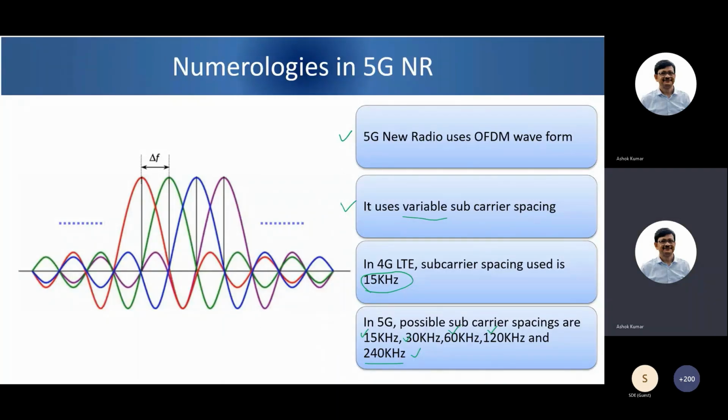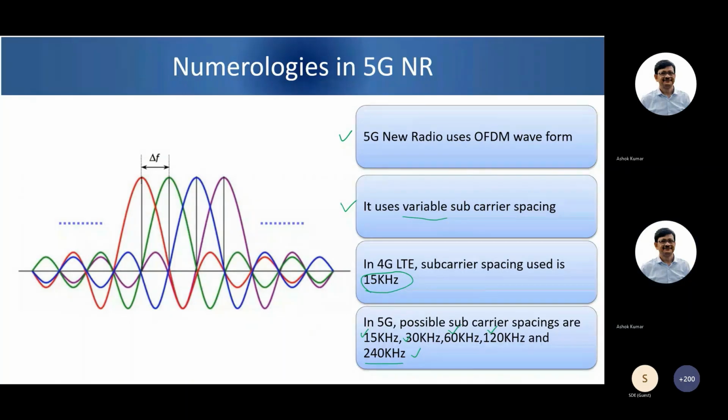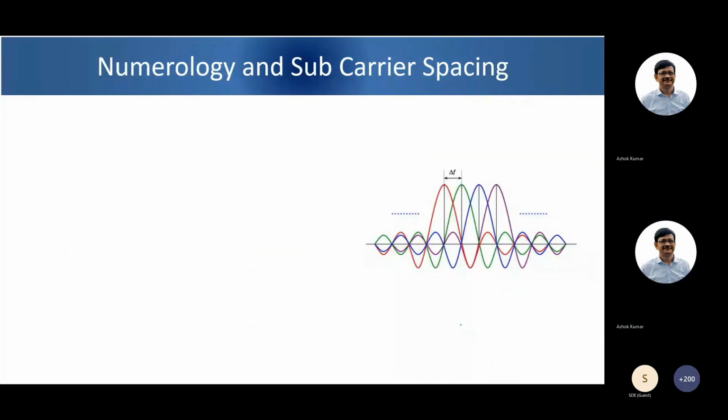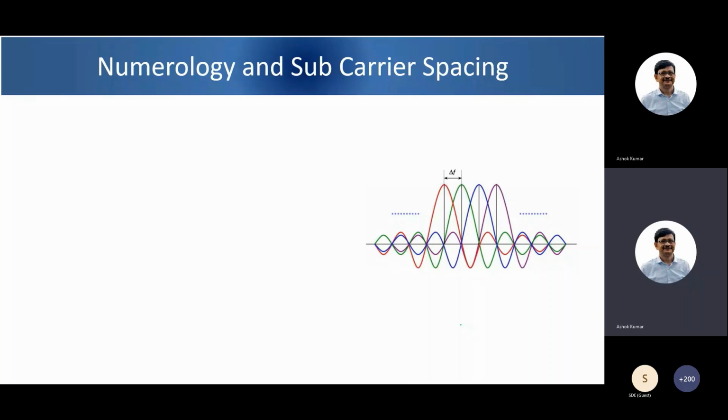There is a question by Sumit: what is IFFT, inverse fast Fourier transform, and fast Fourier transform? It's a method of doing QAM modulation onto the subcarriers. It's a big topic. There are books available on this. I'll be sharing that if you want to study more on it. For the time being, I have explained the basic things. Okay, so let us look at what is numerology.